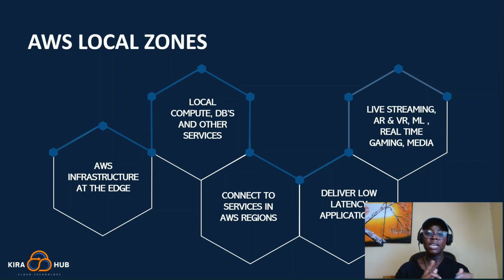This has a direct connection to the services in the AWS region, so I can still access the services in the AWS region in Cape Town. But for local processing, I can do it from the local zone. I don't think we have a local zone in Nairobi, but we have one in Lagos, Nigeria, for the African region, which I'll show you in a moment.